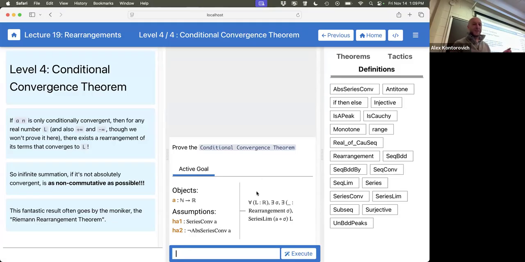This says if it's only conditionally convergent, it is convergent, but not absolutely convergent, then for any real number L, you give me a real number, I should be able to return to you a rearrangement of those numbers so that the sequence summed in that order converges to L. Amazing.